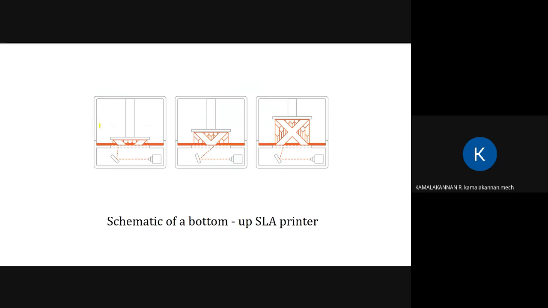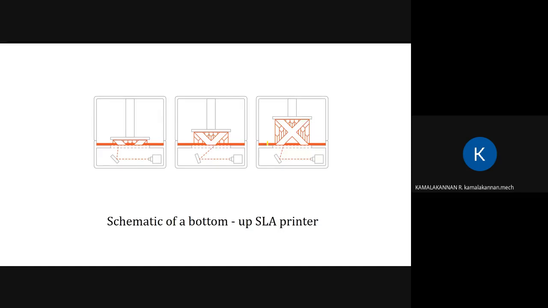So from this diagram, you can easily understand the bottom-up SLA printer. See, laser source, mirror, here the liquid is. Once the process is over, the elevator keeps on moving up, and finally the product will be formed. So this is how it will be, boys.